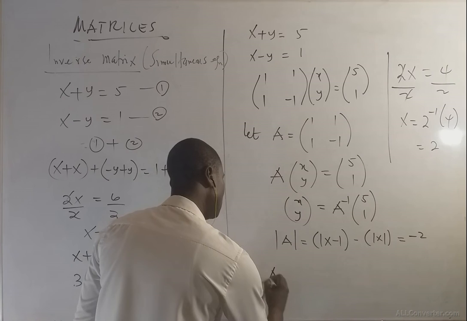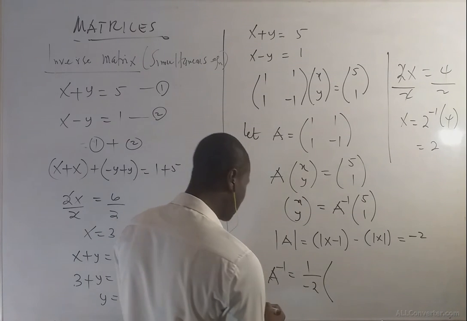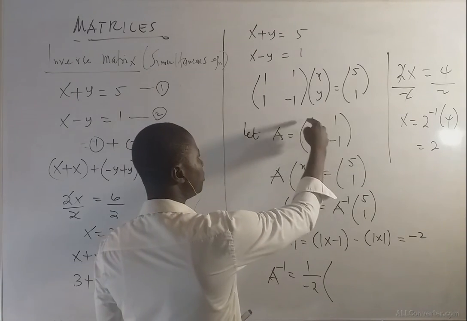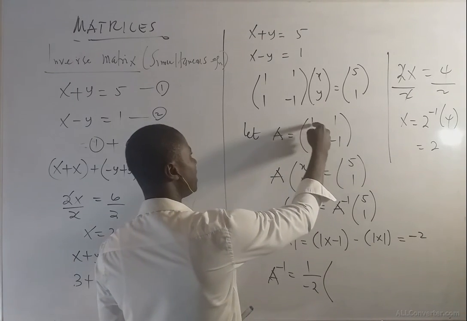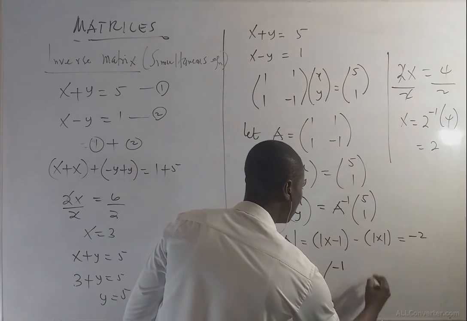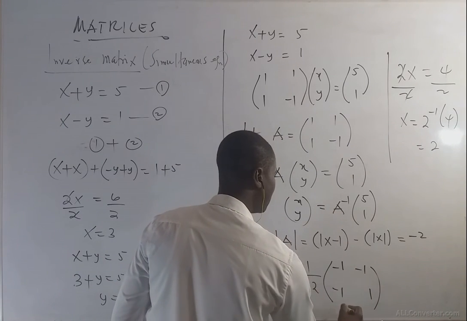And therefore, the inverse of A will be 1 over minus 2. I guess you understand why. Because it's 1 over the determinant. Then we interchange the position of the first and the fourth element. So the minus 1 comes here and the 1 comes down here. So we have minus 1 up here. 1 will come down here. Then we negate the second and the third element. So this is minus 1, minus 1.